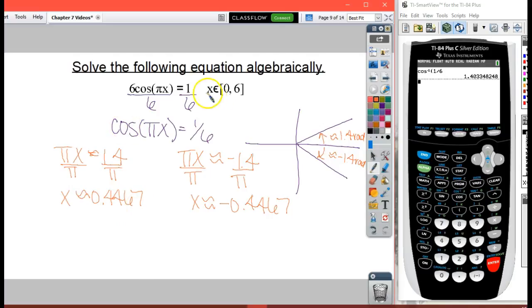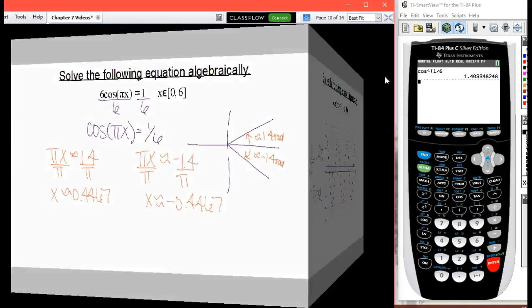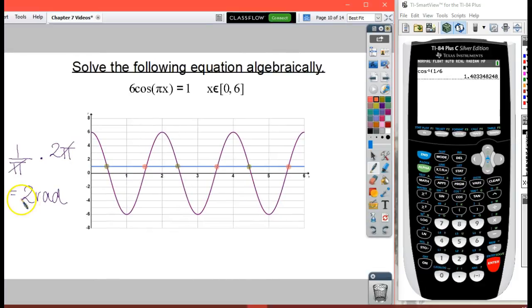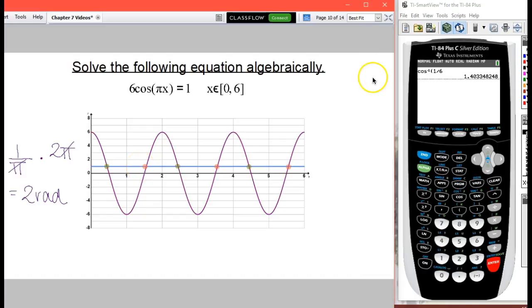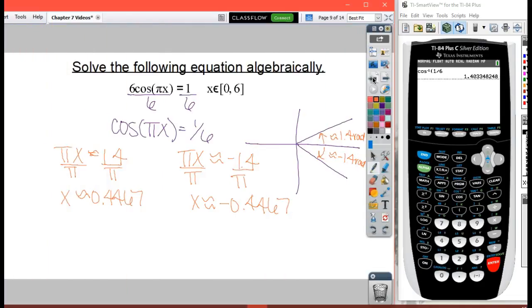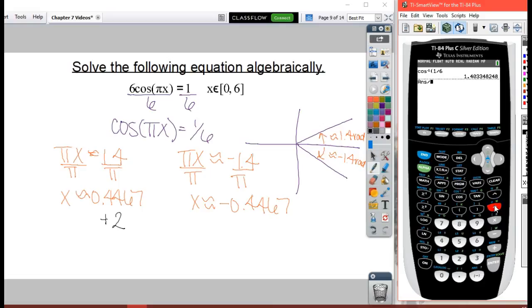Normally with cosine in radians, we would add increments of 2 pi to find more answers, but if you look back to our graph, our period is not 2 pi, it's 2 radians. So each of these answers are going to be 2 radians apart, not 2 pi. And so I'm going to add 2 radians to get another answer. Again, we could do this in our calculator, dividing this answer by pi. That's how we got this 0.4467.